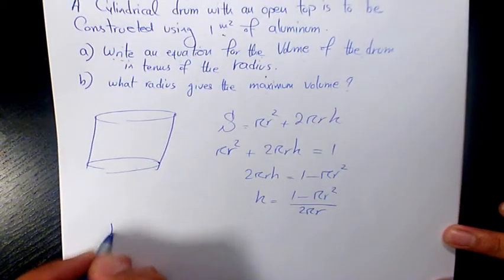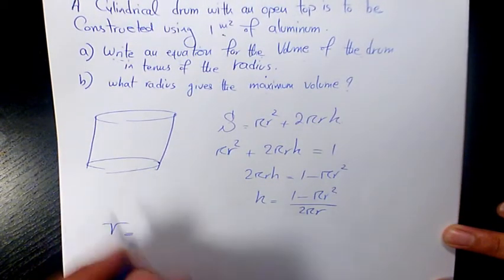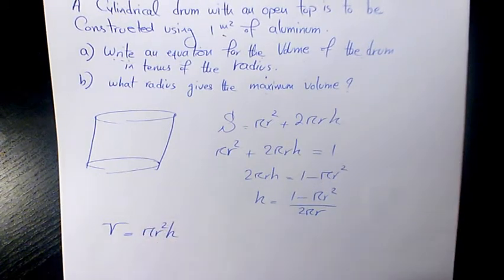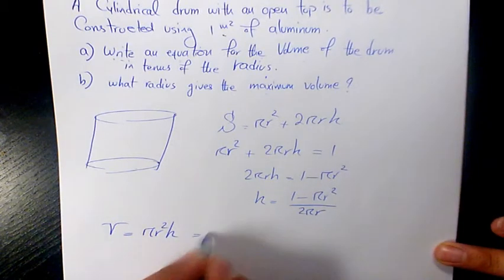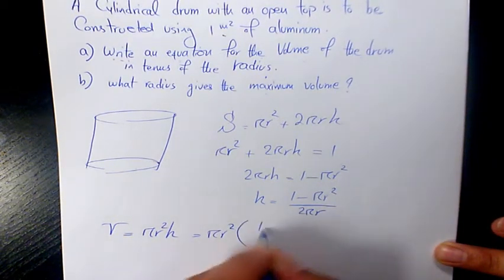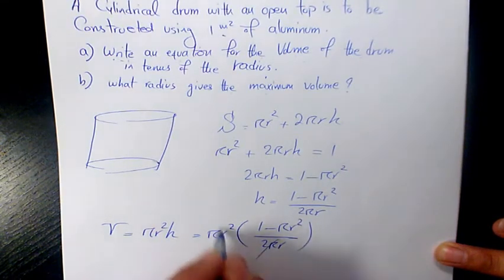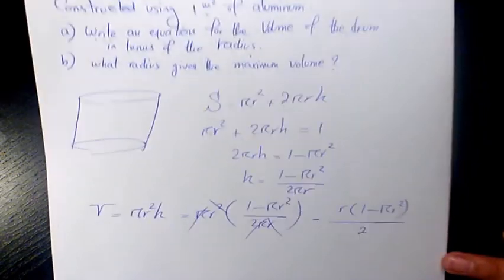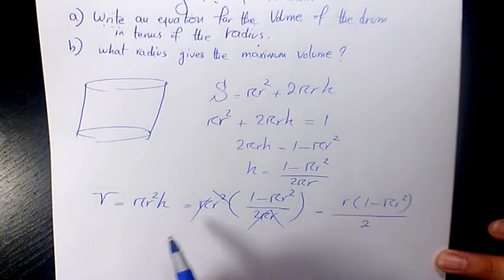So volume is going to be pi r squared times h, and instead of h I can put this one. So it's going to be pi r squared times (1 minus pi r squared) over 2 pi r. Pi and pi cancel out, r squared and r cancel out. We have r times (1 minus pi r squared) divided by 2. That's going to be the volume in terms of radius.